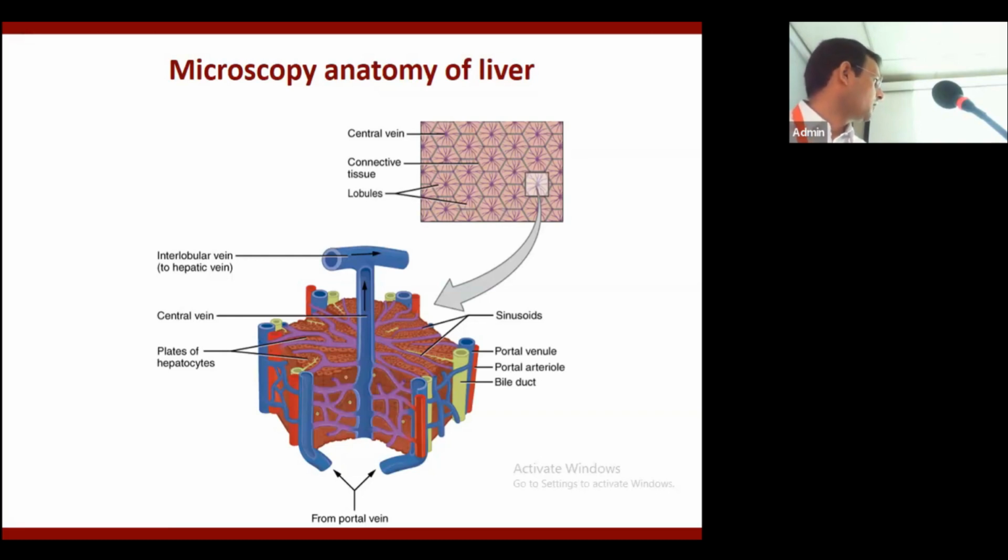In between these portal tracts and the central vein, there is hepatic parenchyma with the plates of hepatocytes and the interspersed sinusoids in between, which carry the blood from the portal tract to the central vein.